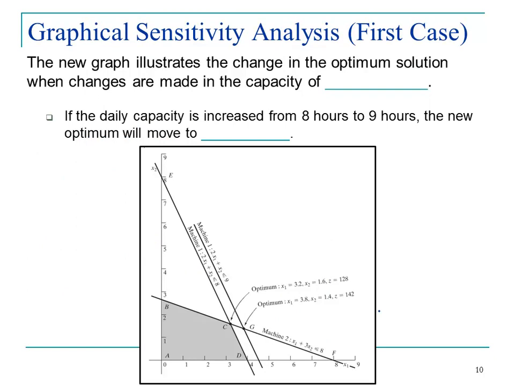Okay. So now I have a new graph here. The new graph illustrates the change in the optimal solution when changes are made in the capacity of machine 1. The constraint for machine 1 is this one, the original one is this one here. Now I'm moving that constraint to the right. So this constraint is now shifted to the right.